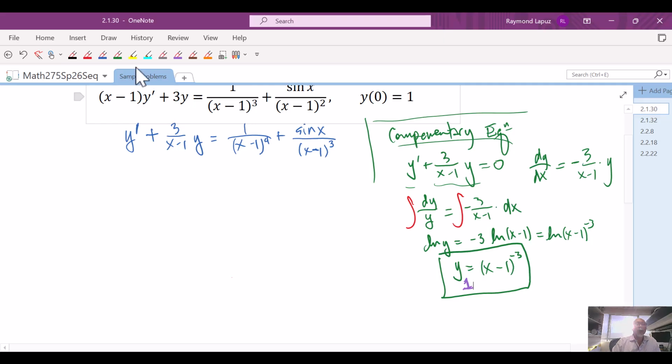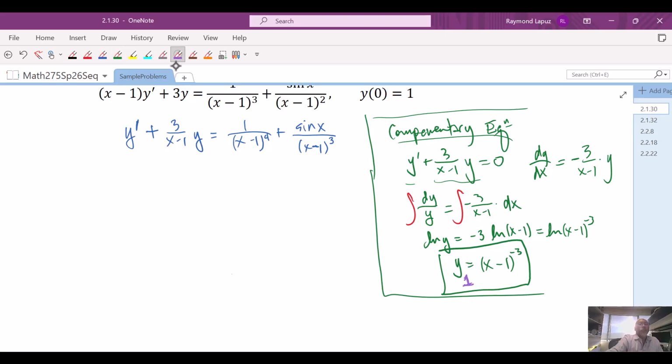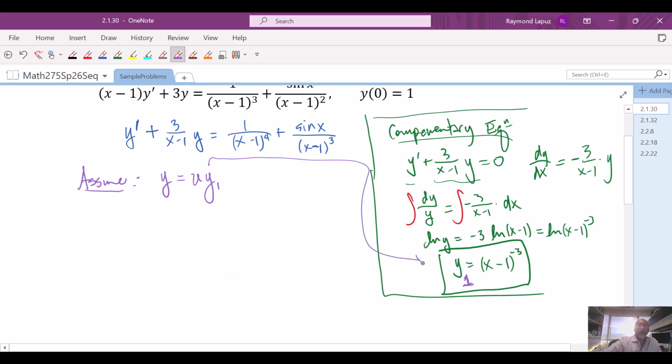And that was our first step in the variation of parameters. The next step is that we're going to assume that our actual solution to the actual differential equation, the non-homogeneous differential equation, is equal to some parameter u that we're going to vary, hence the name variation of parameters, times the solution that we found for the complementary equation, which is y1. Okay, so that's the y1 that we will eventually use, but we'll set this up first.